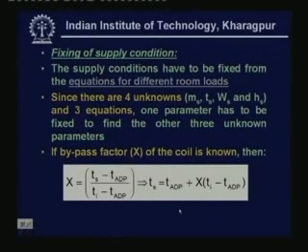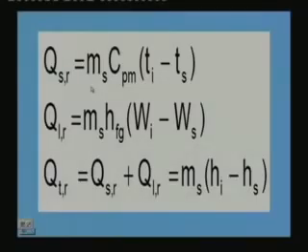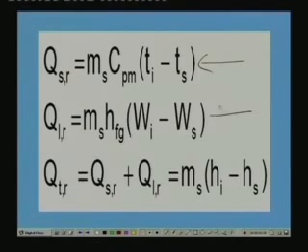Now we have to fix the supply conditions. How do we fix the supply condition? The supply conditions have to be fixed from the equations for different room loads. What are those equations? We have three equations: one for sensible heat transfer, one for latent heat transfer, and one for total heat transfer. If you look at these equations, we know Ti, we know Wi, we know Hi, because these are fixed based on your inside condition space requirements, for example, based on comfort criteria.